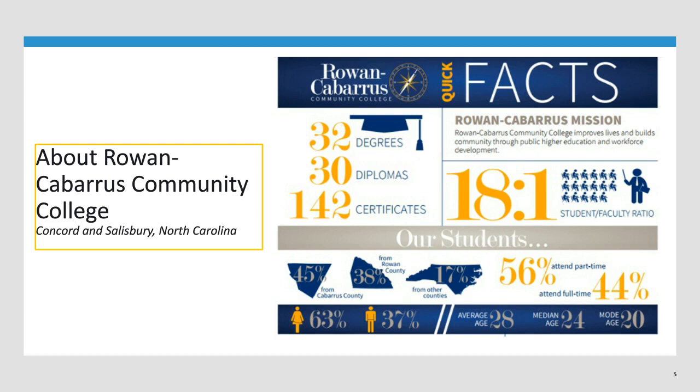So the first slide here just shows you a little bit about Rowan-Cabarrus. We are in Concord and Salisbury, North Carolina. We're in 2 different counties, but we also include Kannapolis, which is a city that kind of works almost like its own county. We have 32 different degrees. A lot of those are fully online. We have 3 early colleges now. We have a really, really high population of high school students. I think they account for about 23 or 24% of our overall population. But we service about 20 to 25,000 students, depending on the year, annually.